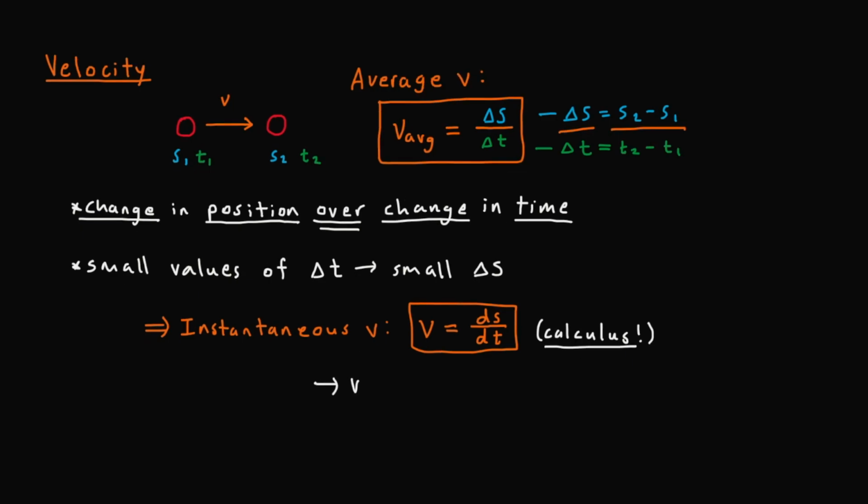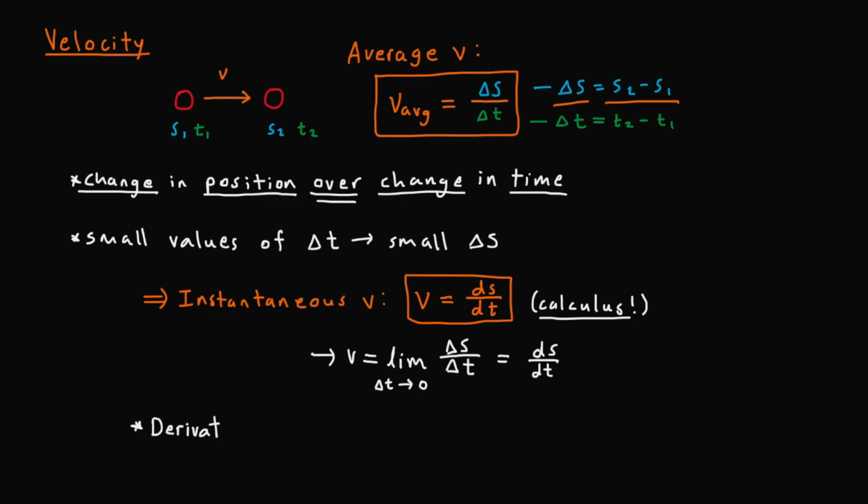And of course, from calculus, this is saying that v is equal to the limit of delta s divided by delta t as delta t approaches 0, which is essentially ds by dt. So once again, remember that the derivative of position is simply velocity. So now moving on to another important component of dynamics, which is of course acceleration.